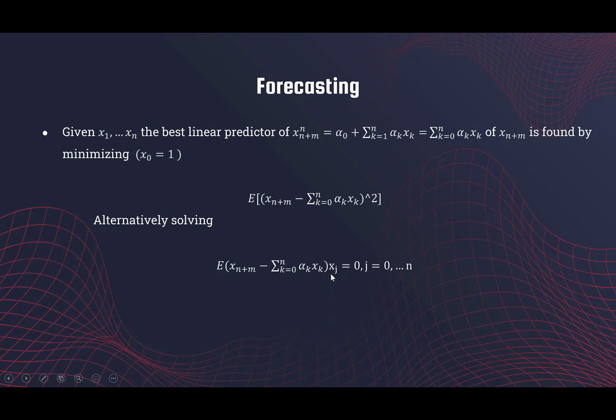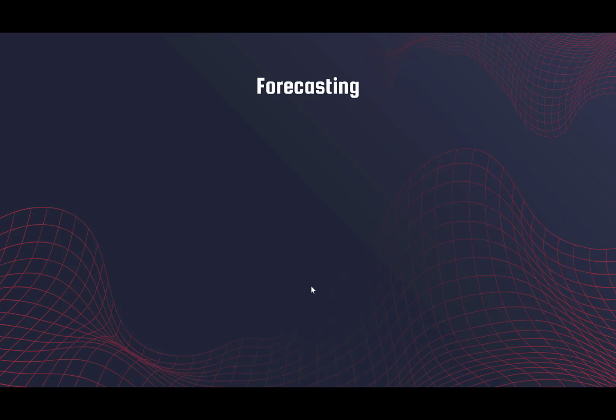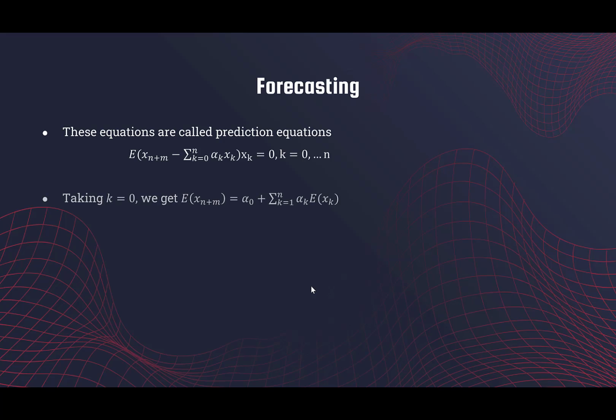So I've taken a derivative with respect to alpha j, so therefore I have xj here, equated to 0, and of course j can go from 0 to n. So these equations are called the prediction equations, okay? So BLPs are those alphas that satisfy this prediction equation. Anything that satisfies this equation is a BLP. So these are the prediction equations.